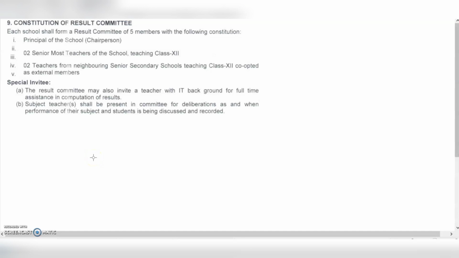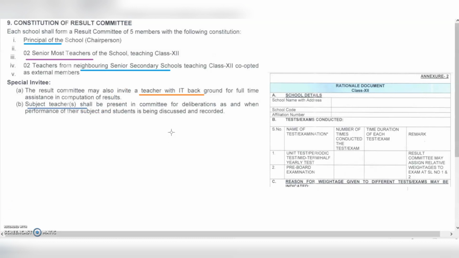While the 10th and 11th components are almost fixed based on the final annual year exams, the Class 12 marks can be decided by a committee formed in the school. The committee is headed by the principal, 2 senior-most teachers of the school, and 2 teachers from the neighboring school. They also should be accompanied by a teacher with IT background for all the calculations and computational results, and the subject teachers can help the whole process.